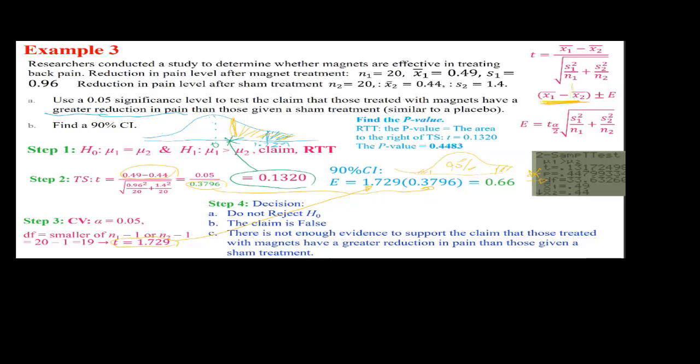Look at the top of the test statistic. And what is that equal to? 0.05. 0.05 plus minus 0.66, and we end up with this. So that's a fast and easy calculation. And it contains 0, so do not reject H0.